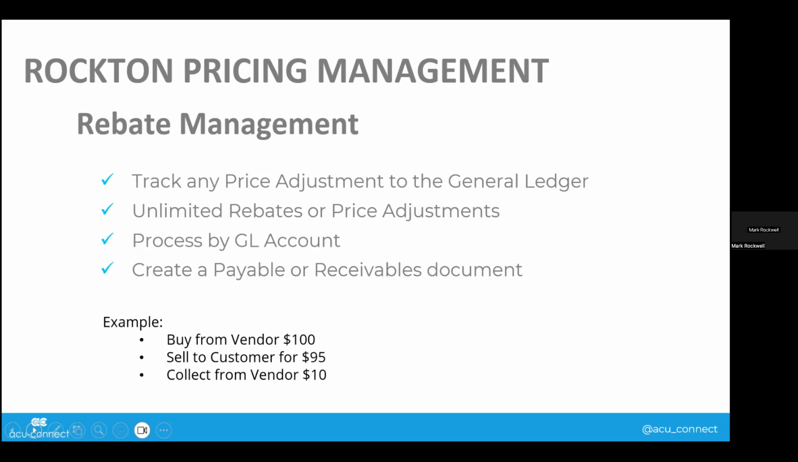With Rockton Pricing Management, we have the ability to track the fact that that $10 is due at the time of the sale. We can track that to a general ledger accrual account and pass it back, and then accrue those price adjustments or those rebates from a given general ledger, and then create a payable or receivables document to a vendor or a customer. It's very flexible in what way you can do that. And that way you can track and make sure that those rebates that you're generating are tracked and then collected.